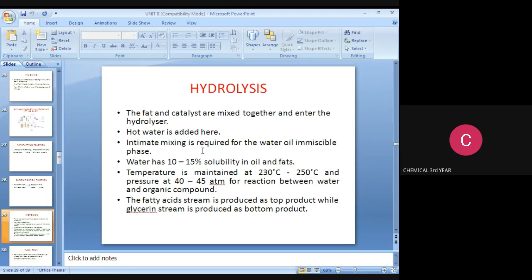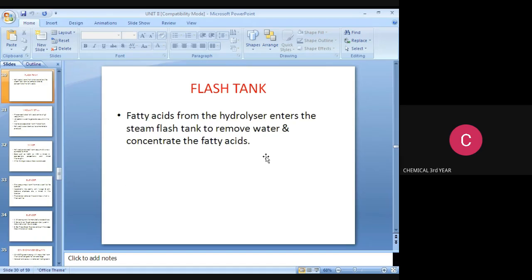Already we discussed the reactions carried out in this hydrolyzer. The fatty acid stream is produced as a top product while the glycerin stream is produced as a bottom product. So in this hydrolyzer two products are produced: fatty acid is obtained as the top product and the glycerin stream as the bottom product. Then it goes to the flash tank.